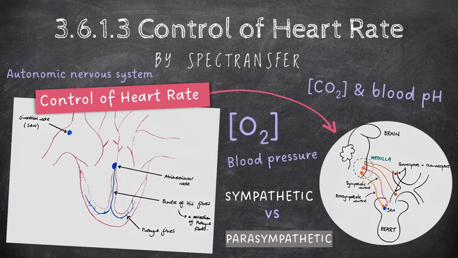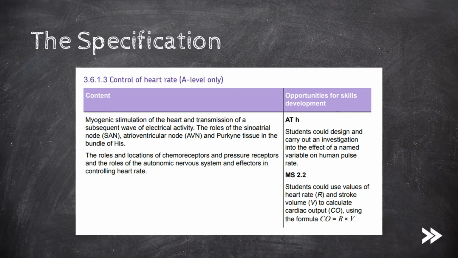Topic 3.6.1.3, control of heart rate from the AQA A-Level Biology specification. As always, let's start with a look at our specification.